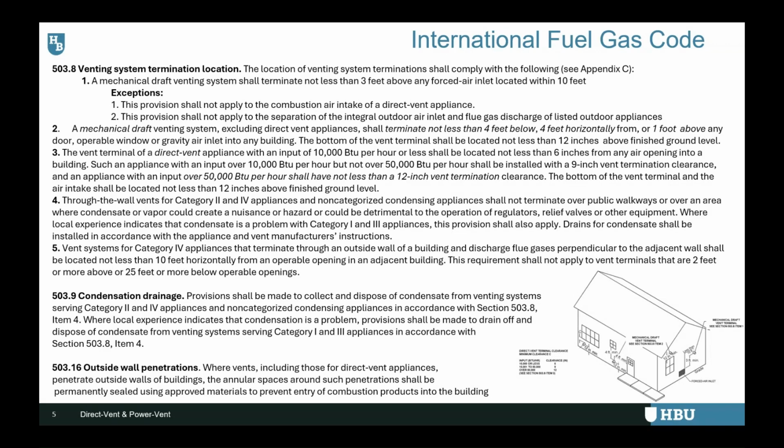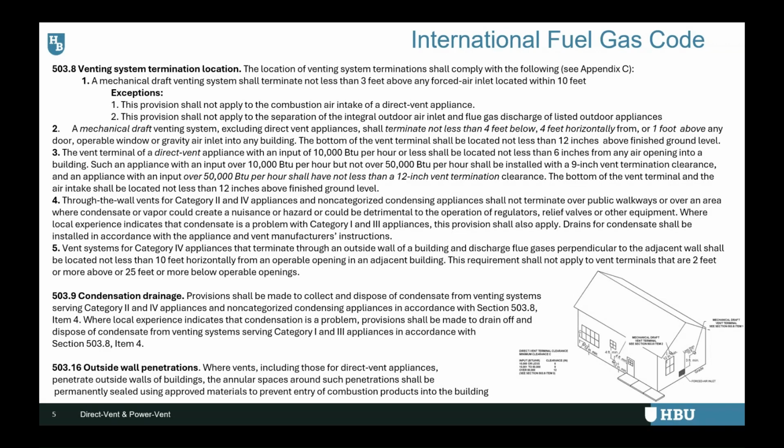Rule number 4, through the wall vents, especially for high efficiency appliances. Category 2 and Category 4 cannot terminate over public walkways or anywhere where condensate or vapor could cause a problem or damage equipment. If condensate is an issue with other types of appliances locally, this rule also applies. Remember, we need to install condensate drains according to the manufacturer's instructions. A little RFD.